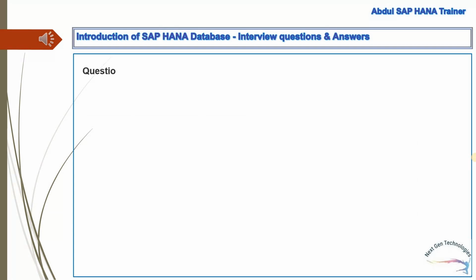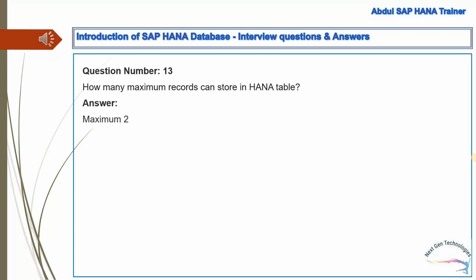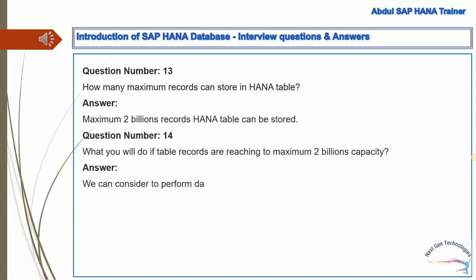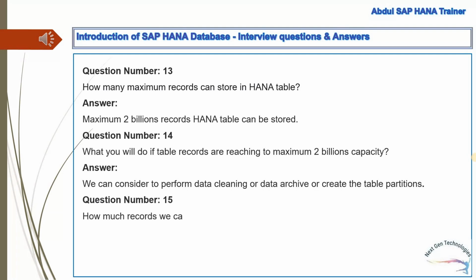Question number 13. What is the maximum number of records that can be stored in a HANA table? Answer. Up to billions of records can be stored in a HANA table. Question number 14. What will you do if table records are reaching the maximum billions capacity? Answer. We can consider performing data cleaning or data archiving or creating table partitions.